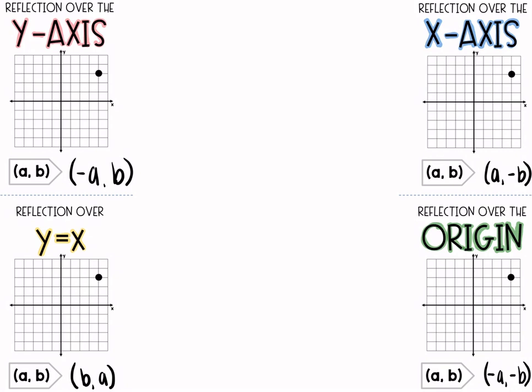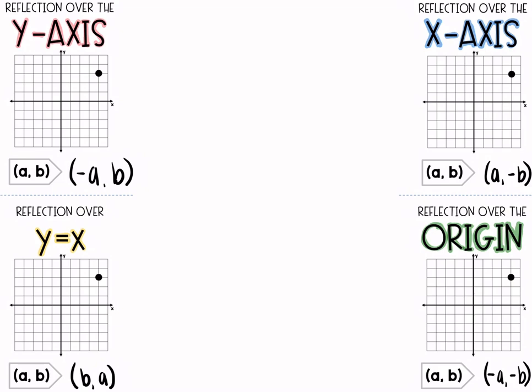Okay, so there are a few things that happen. So we have reflection across the x-axis, y-axis, y equals x, which is a line, and the origin. And then you guys are going to have a second video about how to find it for any line, and we'll go there next. Okay, so we're going to start with reflection over the x-axis.